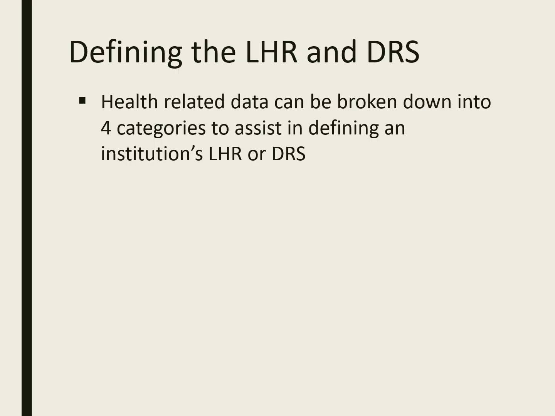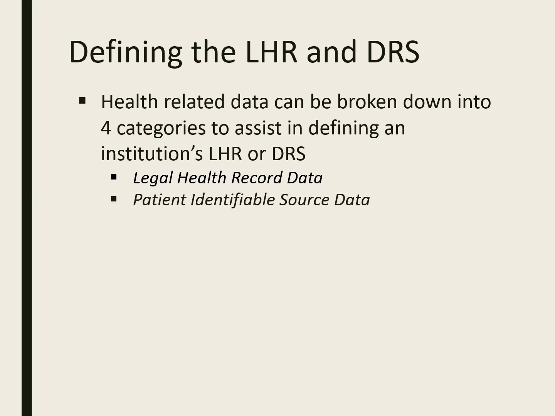To satisfy requirements for legal uses of health information, it is best to list all patient-related documentation that exists in an organization and then categorize it. Categories should include legal health record data, patient identifiable source data, administrative data, and derived data. Next, we'll take a look at some of the examples of what types of data belongs in each category.